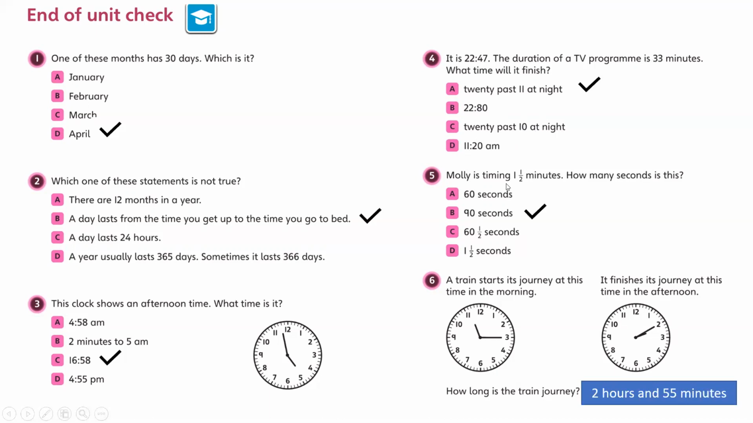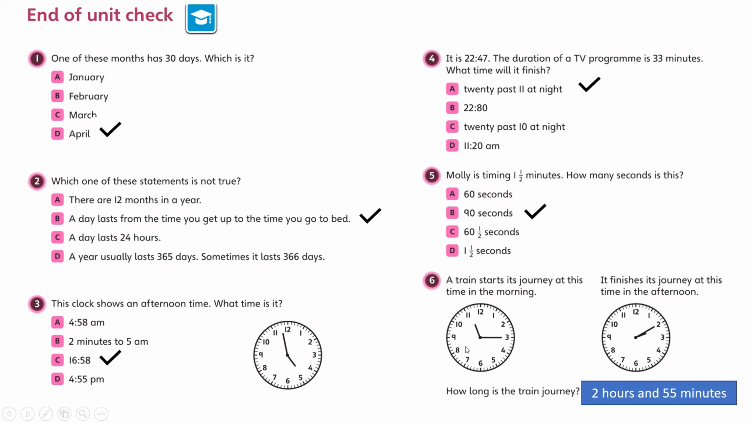Molly is timing 1.5 minutes. How many seconds is this? Well, we're lucky we've just done this, haven't we? So 1.5 minutes. So 1 minute is 60 seconds, and half a minute is 30 seconds. So it will be 90 seconds. And here you can see that they've got confused. They've just converted half a minute to half a second, and half a second is a lot shorter than half a minute.